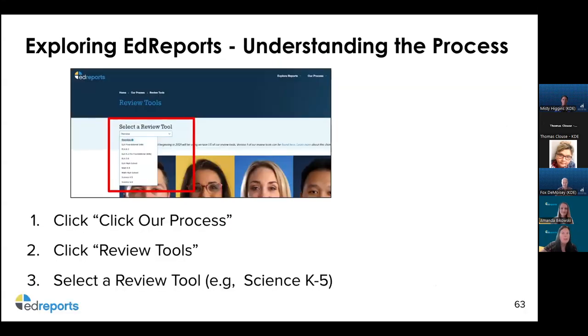Along with those awesome reports that we publish, we also have some tools that we offer. So now let's take some time to look at the tools to understand the review process in more detail. To access our tools on our website, first locate our process page at the top of the page next to Explore Reports. Clicking the drop-down menu will present you with two options, the review tools and become a reviewer. Please choose Review Tools. From there, you can select the grade band tool and content you want, such as Science K-5. This will then provide you with the option to either choose the evidence guides or the review criteria.